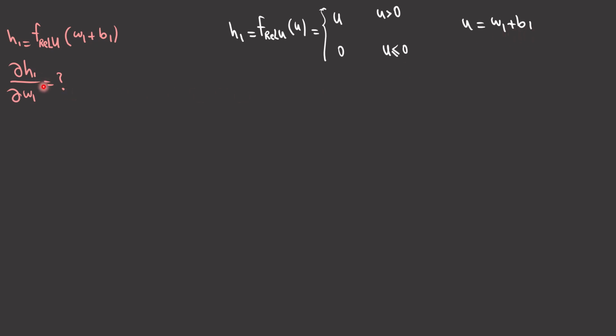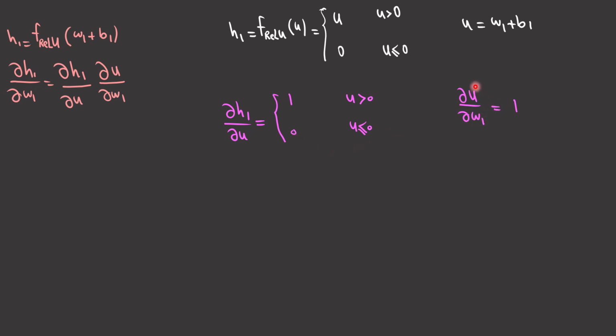Now in order to calculate this, we should first of all use the chain rule. So we can see the partial derivative of h1 with respect to w1 is the partial derivative of h1 with respect to u times the partial derivative of u with respect to w1. And the partial derivative of h1 with respect to u is this. If the input is positive, then the partial derivative is 1. But if it is negative or 0, then the partial derivative is 0. And also the partial derivative of u with respect to w1 is 1. So in order to calculate the partial derivative of h1 with respect to w1, we should multiply these.